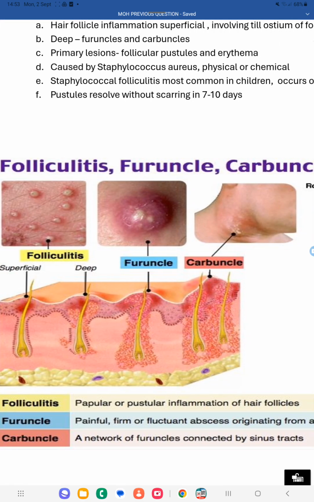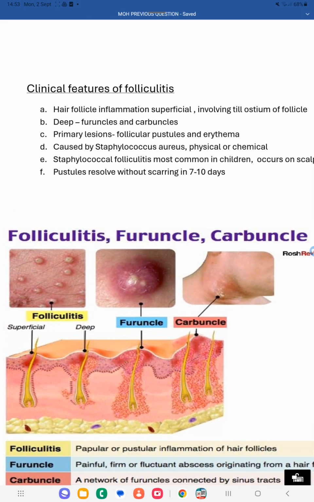When the infection spreads into the deeper structure of the hair follicle, that is called furuncle. When one hair follicle has infection that spreads into the next hair follicle, that infectious condition is called carbuncle. So these are the deep folliculitis: furuncle, and the next one is carbuncle.